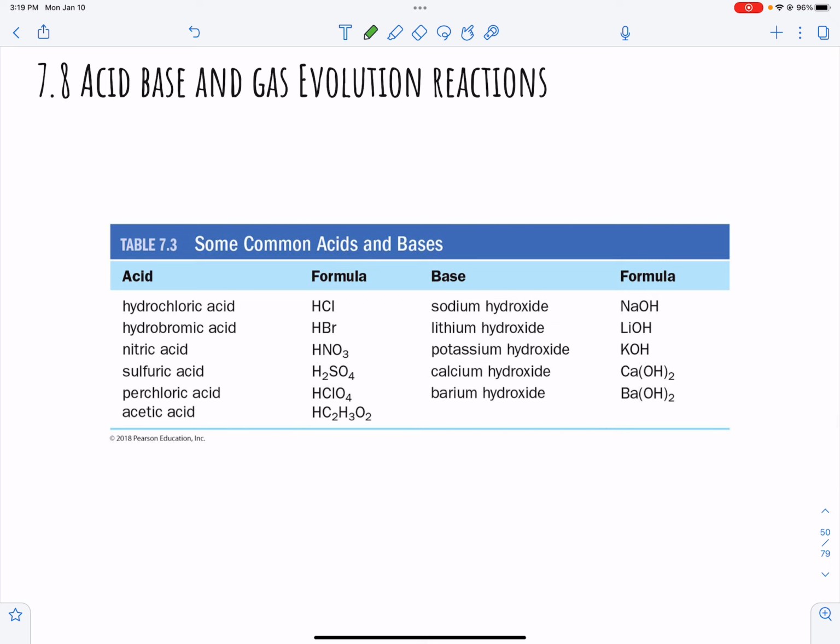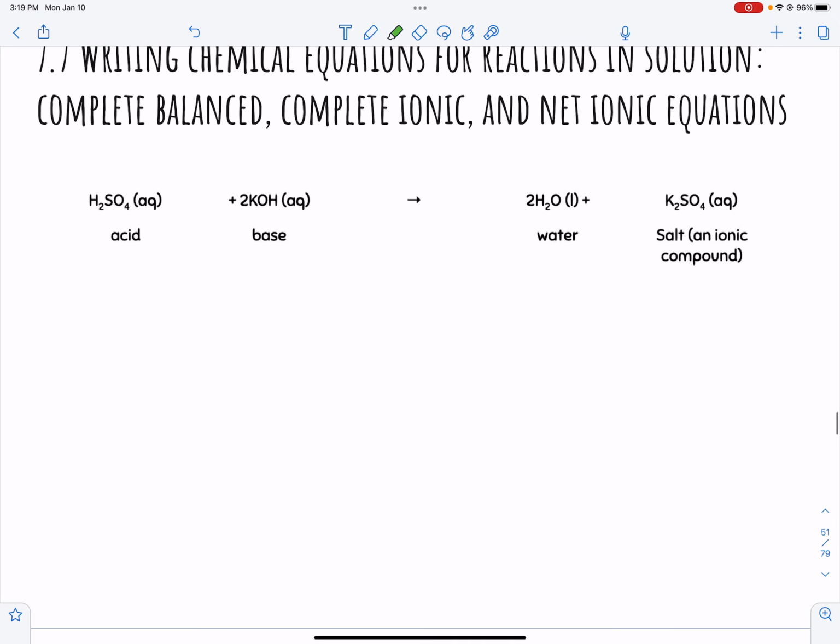Here's a listing of some common acids and some common bases. You do not need to have these memorized, but it's just good to remember that acids generally will begin with hydrogen, and bases will generally end with hydroxide. And that's how they neutralize each other, because the hydrogen and the hydroxide form HOH.